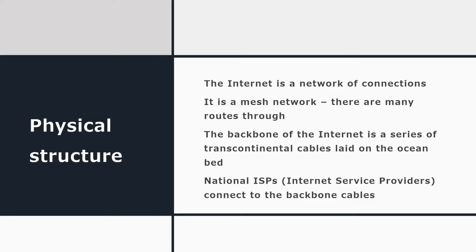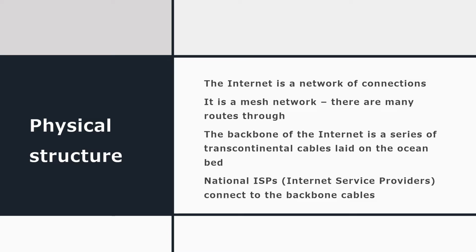The internet has an underlying physical structure. This is a mesh network. That means a network where there are multiple routes through the system. At a deep level, the internet is composed of a series of transcontinental cables which go on the ocean floor and join the continents together.